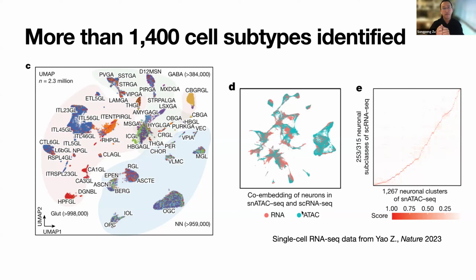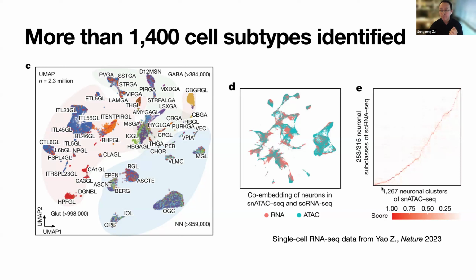At the very top level, they have 60 to 70 classes, then about 300 subclasses, 1,000 supertypes, and then 5,000 clusters. In this paper, we focus our annotation and analysis on the subclass level, defined in Allen's data set. Here is the co-embedding space showing that the two modalities for the neurons map really well, and we also compute the consensus matrix for our data.